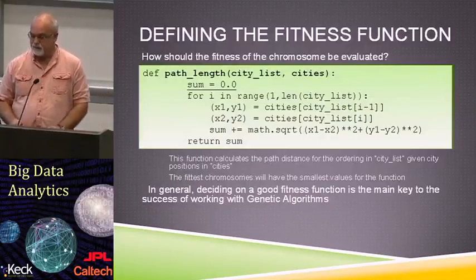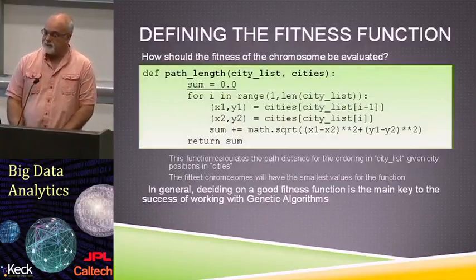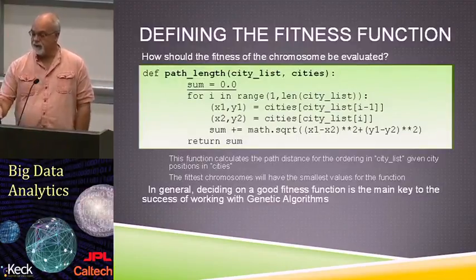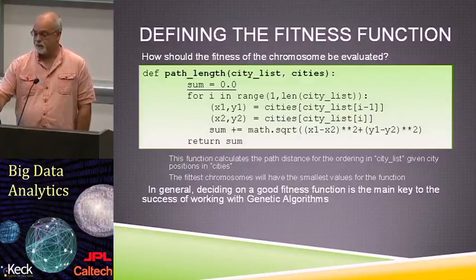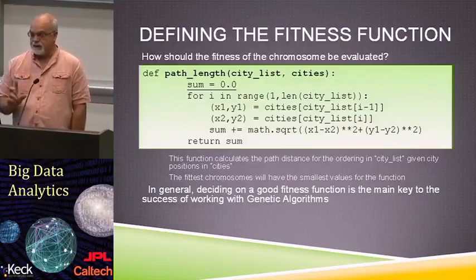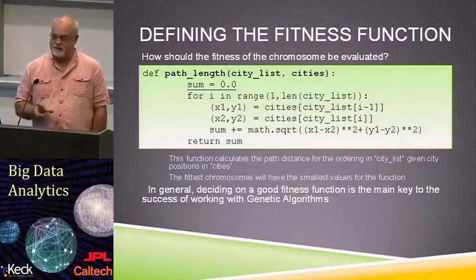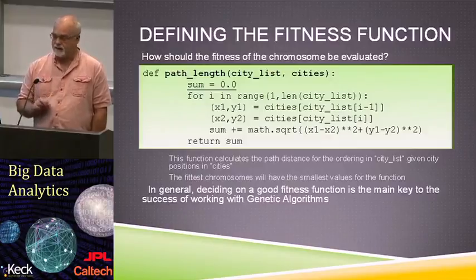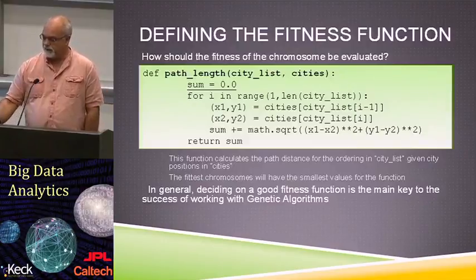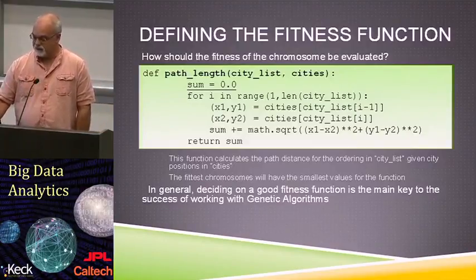Now, defining the fitness function, we already said that the best chromosome will have the shortest path. This little bit of code does a very simple thing. All it does is look at this particular chromosome, look at all the cities in the list, compute the distance between each of them in order, and sum the path travelled. In general, deciding on a good fitness function is really the main key to success with genetic algorithms, as we'll see a bit later on. This seems like a good fitness function, at least to me.